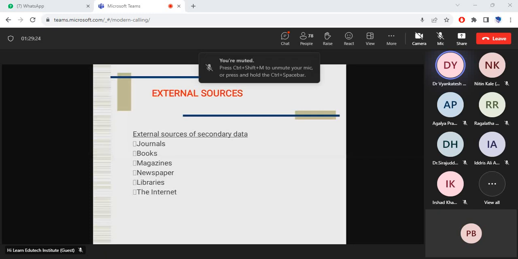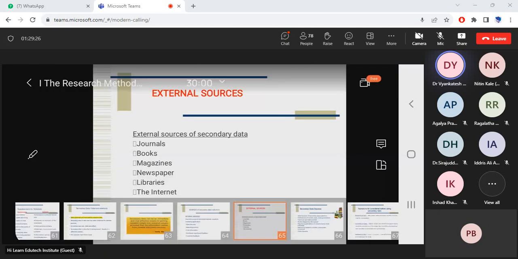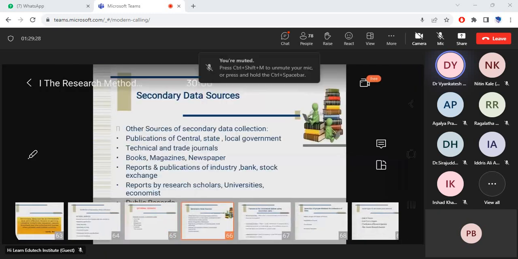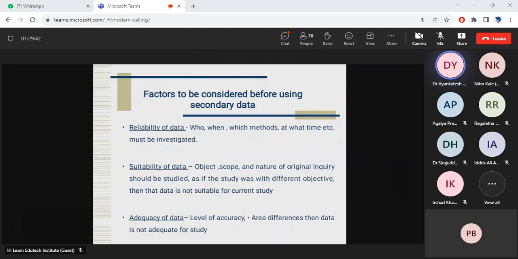So factors to be considered before using secondary data. What factors do we need to focus on, how is the data going to be consumed? Reliability of data: who, when, which method and which time must be investigated, because a huge amount of data has been generated in the market, but what kind of data we need to tackle, what kind of data we need to focus on, so that makes sense for that particular data.